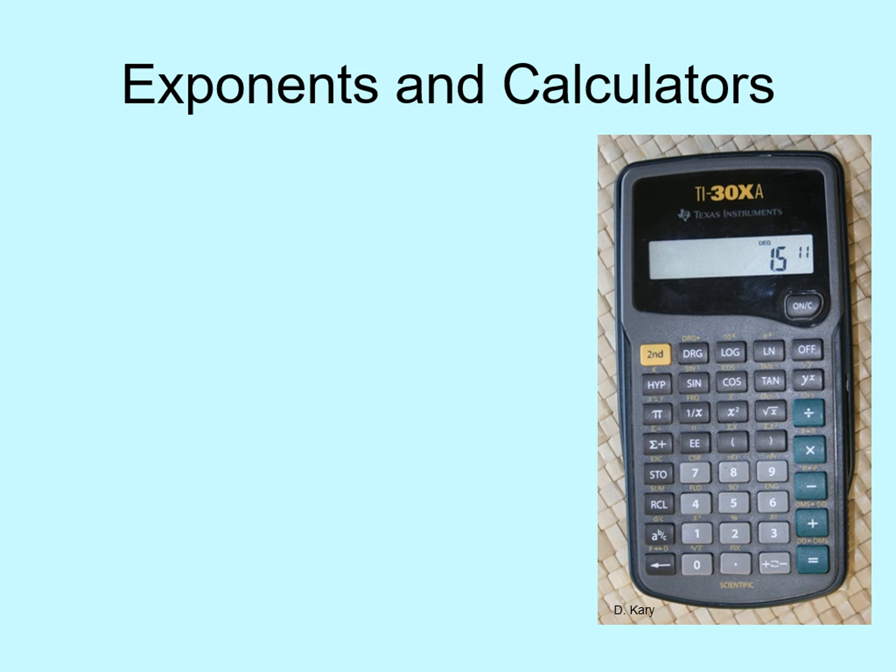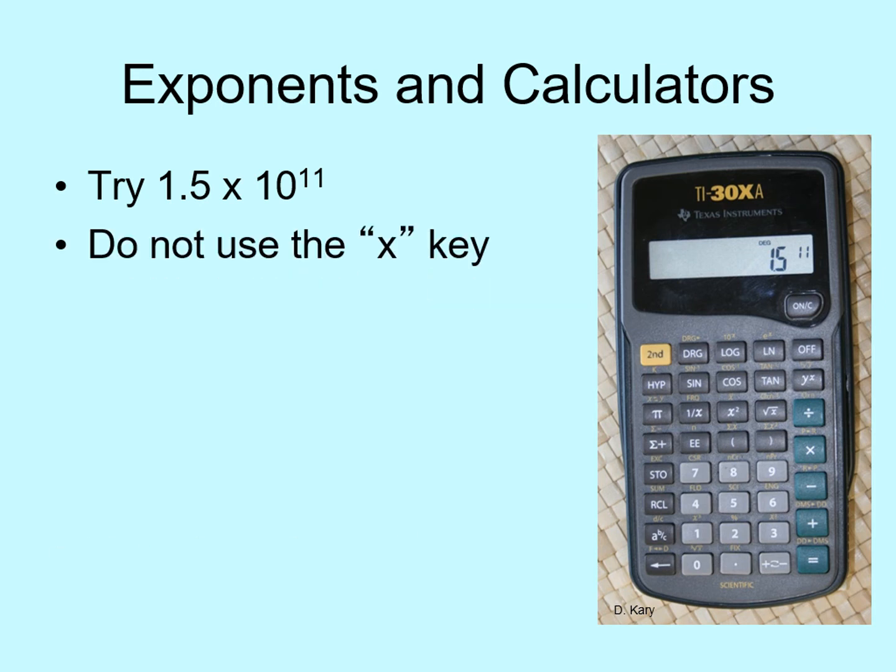There are many ways to put exponents into a calculator, and most of them are wrong. I'm going to tell you the right way. Let's try the number we were just working with, 1.5 times 10 to the 11th meters. Here's how you put that into a calculator. First, you type in the coefficient, 1.5. Then you have to do one of the hardest things in this course. It has to be difficult because some folks never manage to do this part. You have to stop yourself from clicking on the times key.